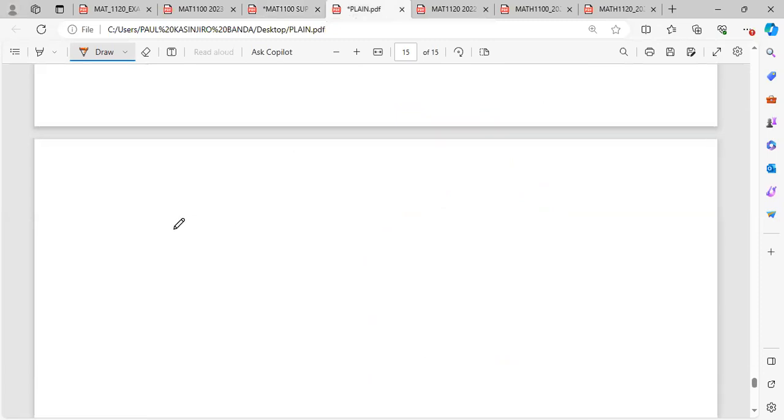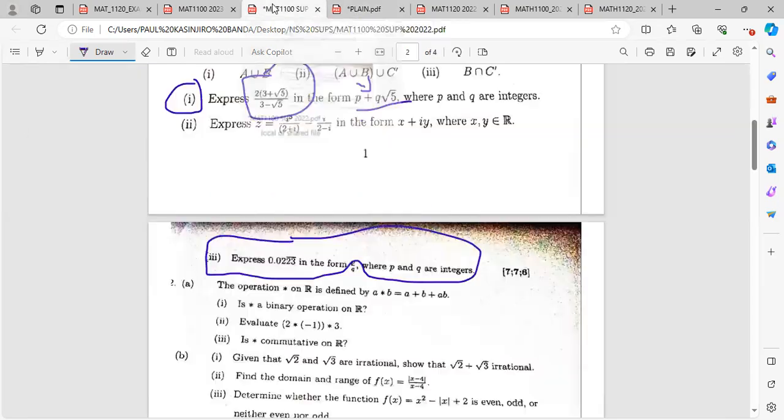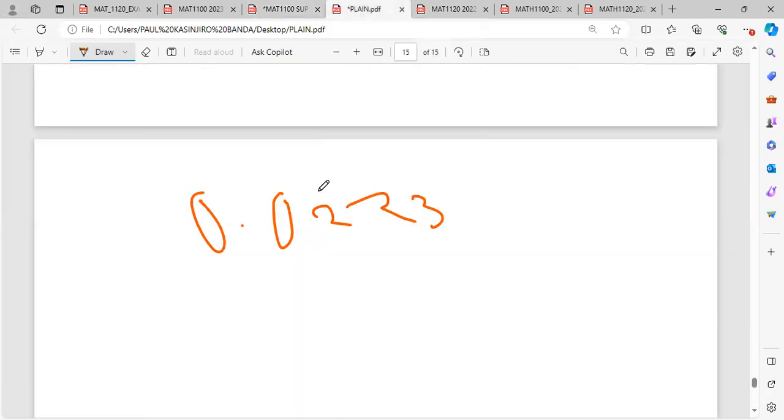So I have 0.023. What number is there? That's the number, then you have a bar there. If the bar was starting from here, mostly people don't have a problem with that. But if the bar is inside there, then people tend to have problems.